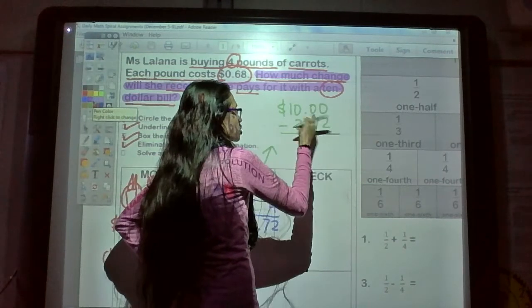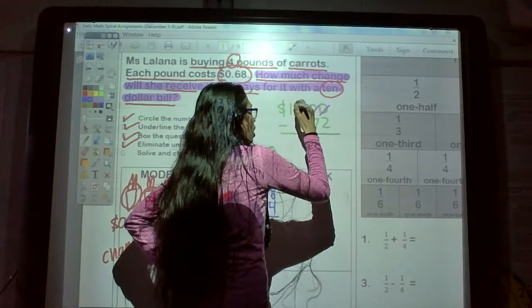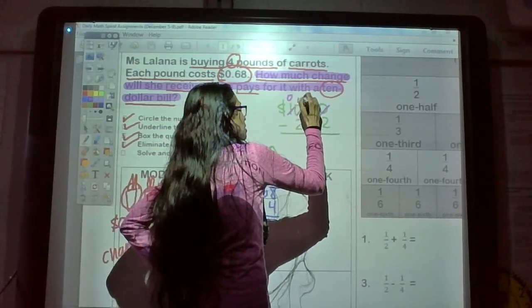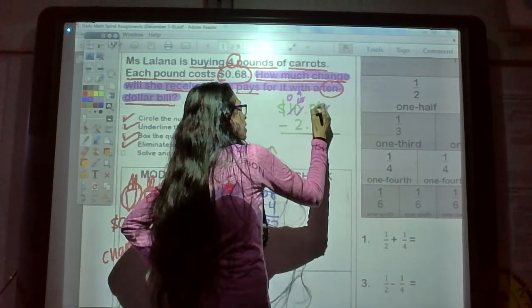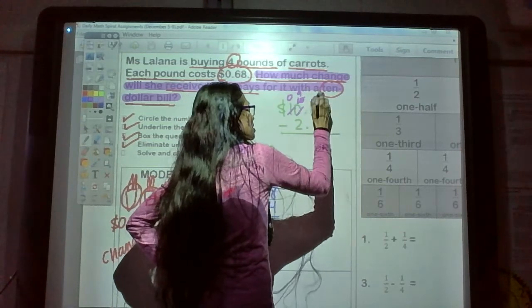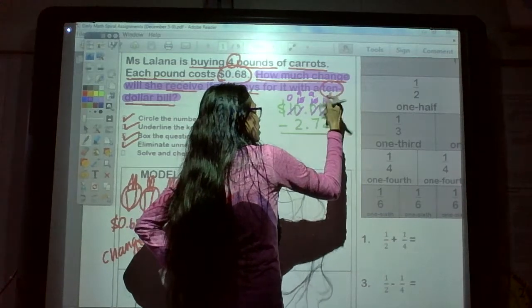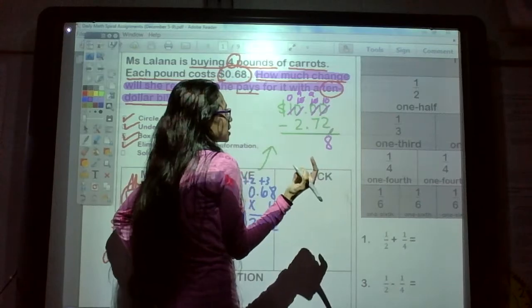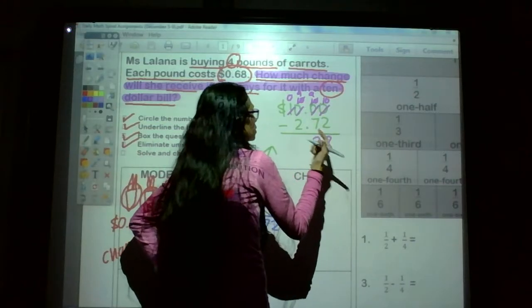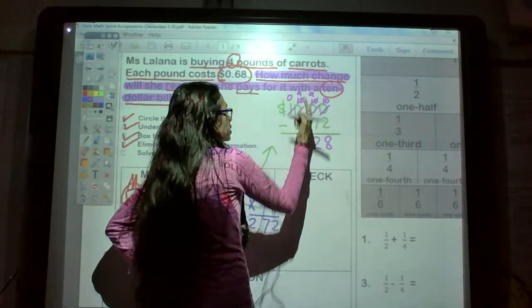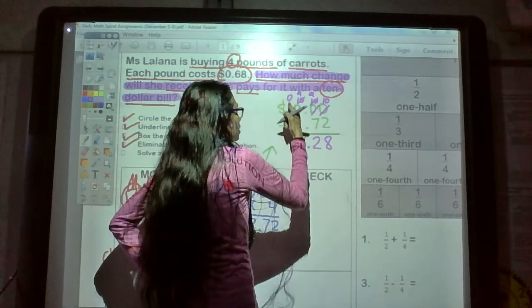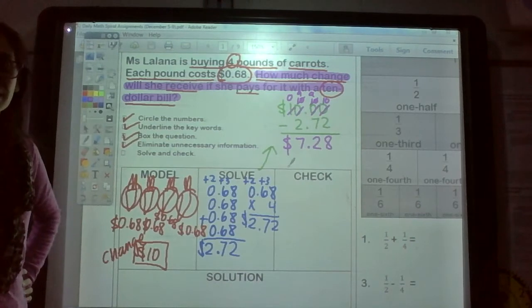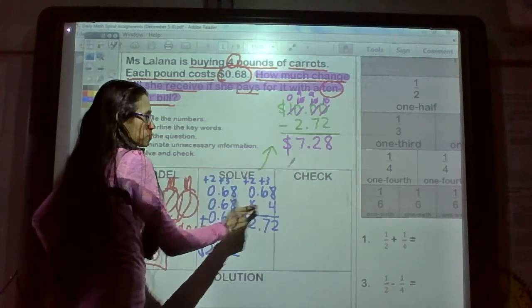Oh, we can't do that. So we need to regroup, borrow. That 1 becomes a 0. The 0 becomes a 10, which becomes a 9. That becomes a 10, which becomes a 9. And that becomes a 10. 10 minus 2 is 8. 9 minus 7 is 2. Bring down that decimal. 9 minus 2 is 7. That's a 0. Dollar sign.